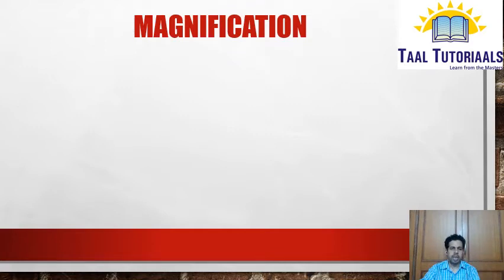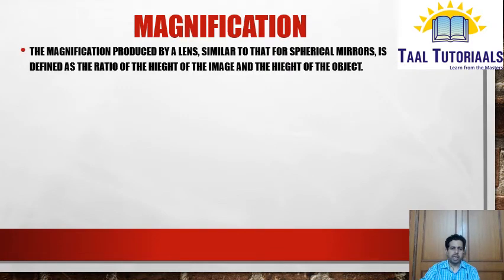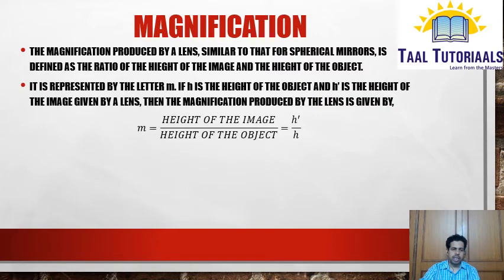Next, let us go to magnification. The magnification produced by a lens, similar to that for spherical mirrors, is defined as the ratio of the height of the image and the height of the object. It is represented by the letter small m. If h is the height of the object and h dash is the height of the image, then the expression is given by m is equal to the height of the image by the height of the object, that is h dash by h.